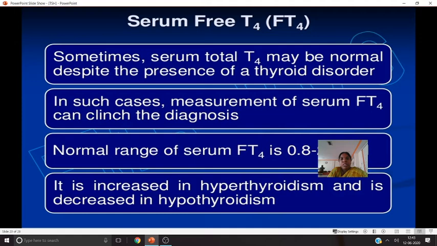Next, serum free T4, FT4. Sometimes serum total T4 may be normal despite the presence of a thyroid disorder. In such cases, measurement of free T4 can clinch the diagnosis. The normal range of FT4 is 0.8 to 2 nanogram per dl. It is increased in hyper and decreased in hypo. You have to keep the normal ranges in mind.